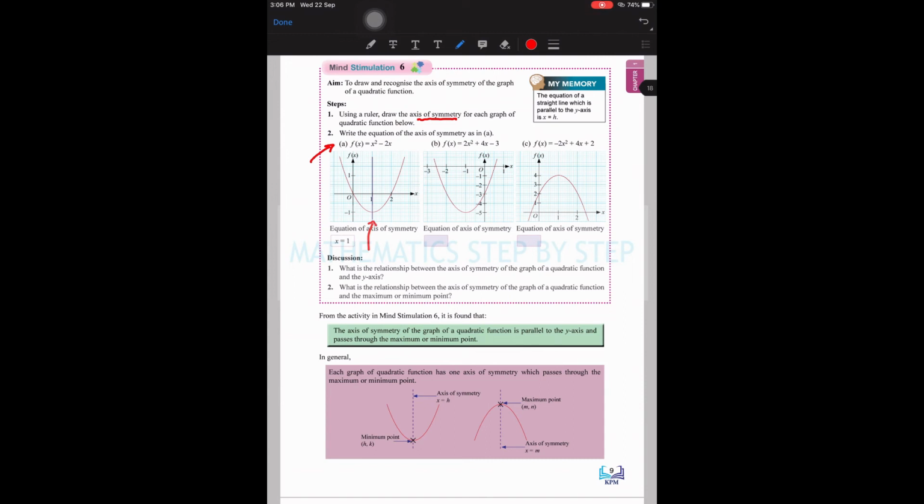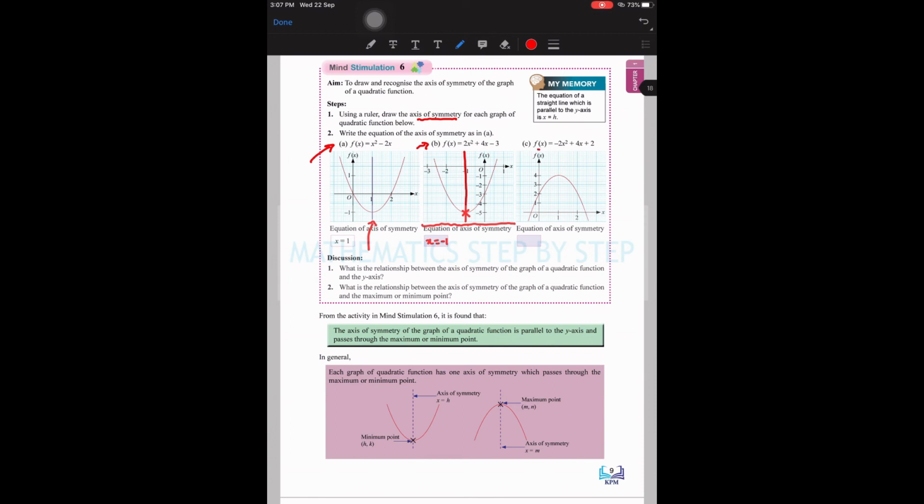So let us draw the axis of symmetry for B, f(x) equals 2x squared plus 4x minus 3. This is the shape of the graph. This straight line will be the axis of symmetry. You guys will be drawing it with a ruler. It passes through the minimum point, and we know that this line is x equals to negative 1.